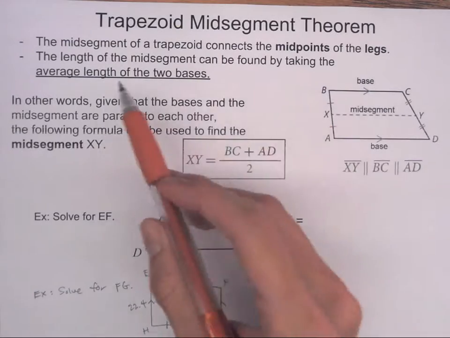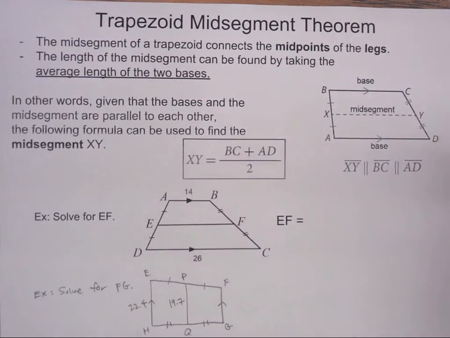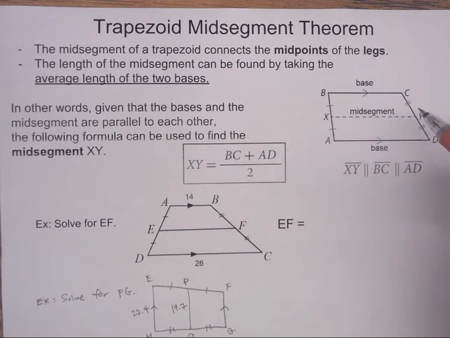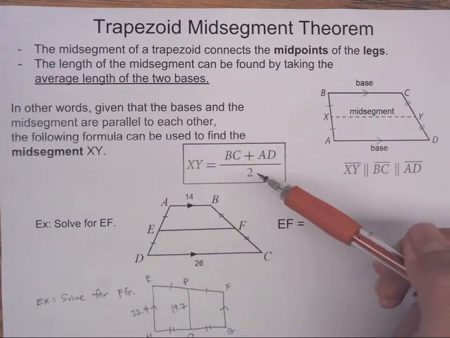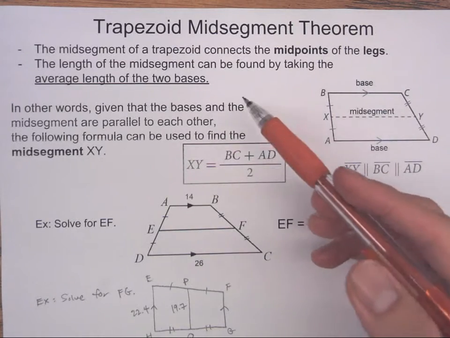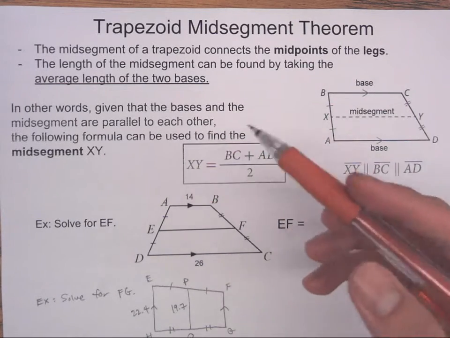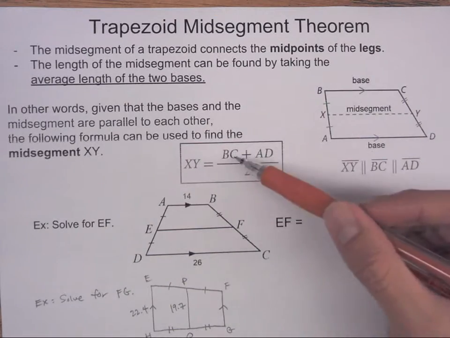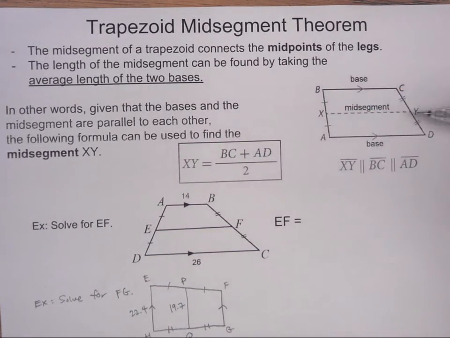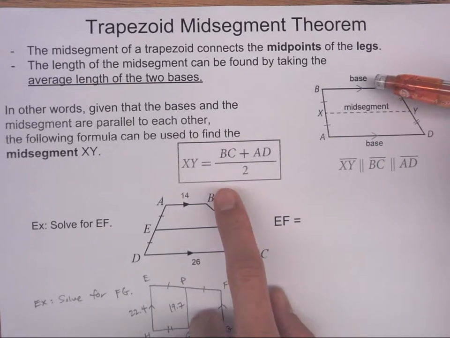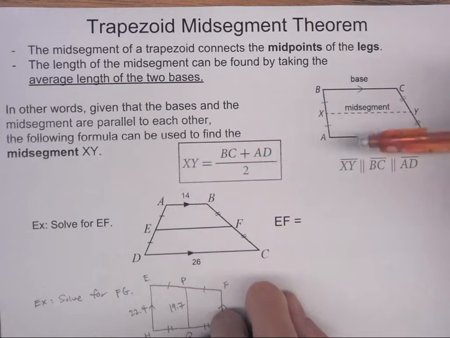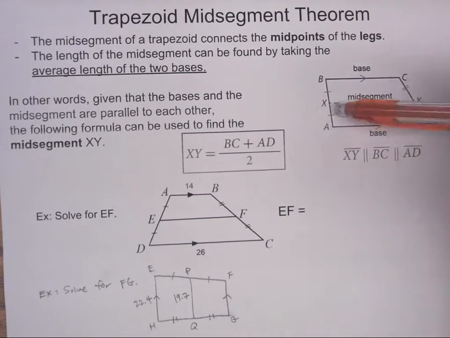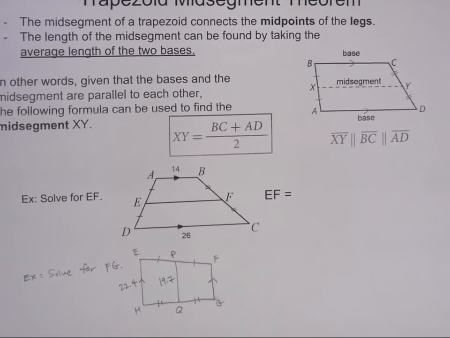Okay. So the length of this mid-segment can be found by taking the average length of the two bases. So basically, this is the formula that tells you that as long as the bases and the mid-segment are parallel to each other, then you can use this formula to find the length of XY, which is the average of the lengths of this base BC and this length AD. So you divide that by 2 because there's 2 of them. So this is pretty easy.